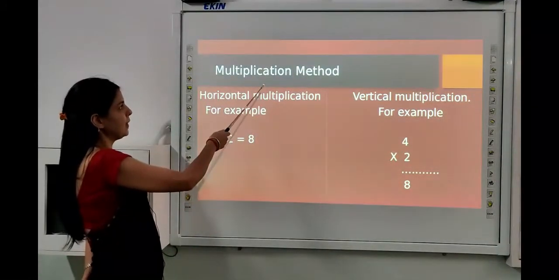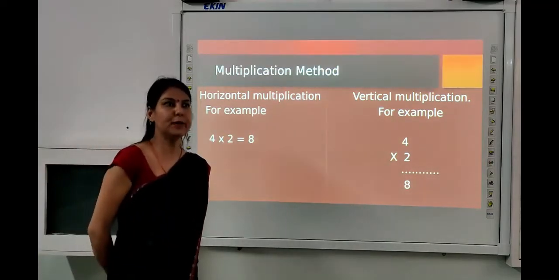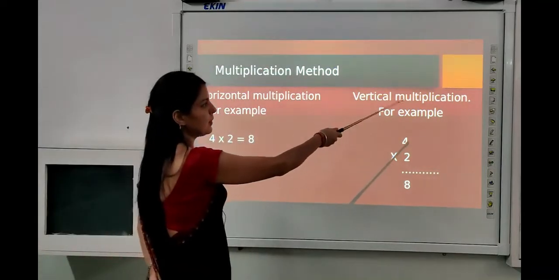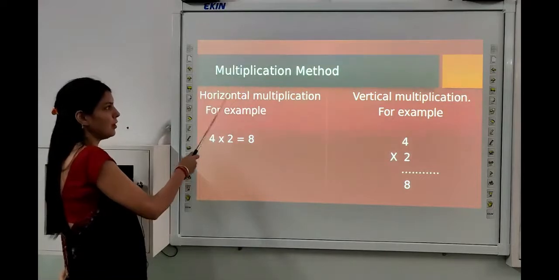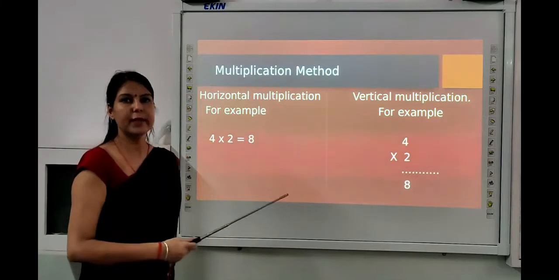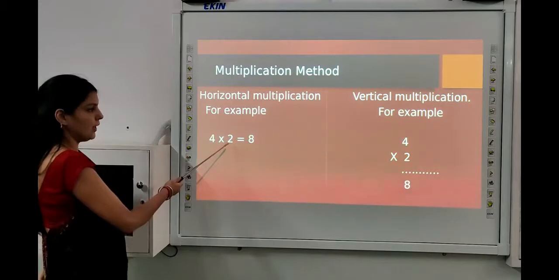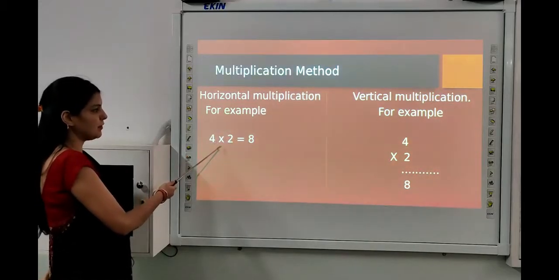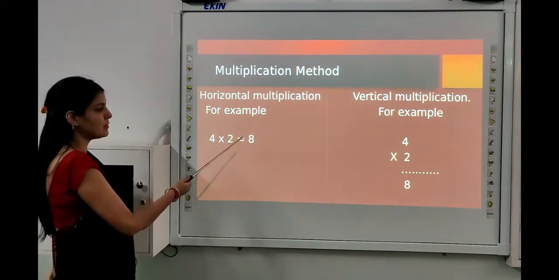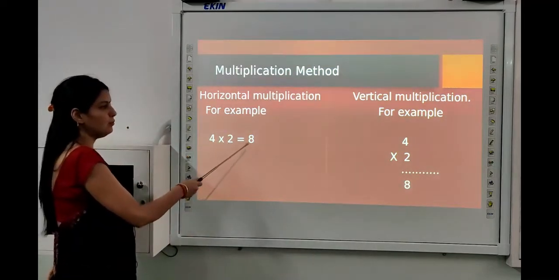Now we will discuss about multiplication method. Children, we can solve the sum by 2 methods: horizontal multiplication method and vertical multiplication method. First, we will see horizontal multiplication. In this method, we have to place the number next to other. Here, we are writing 4 and next to it is 2. And we have to put multiplication sign between both of them. And the product we will write in the same row. So 4 multiplied by 2 is equal to 8.